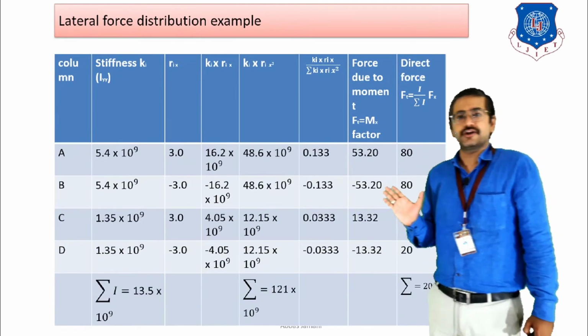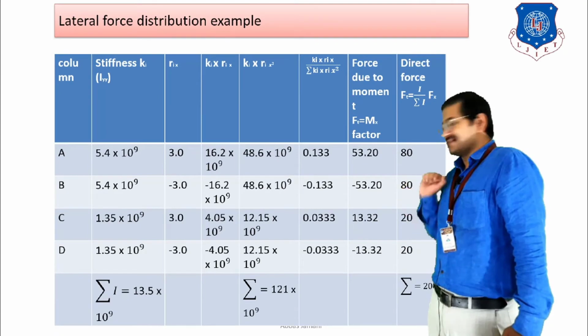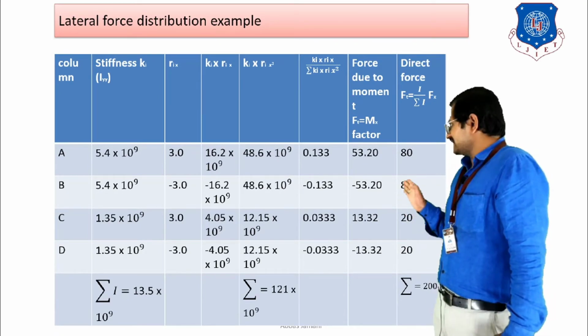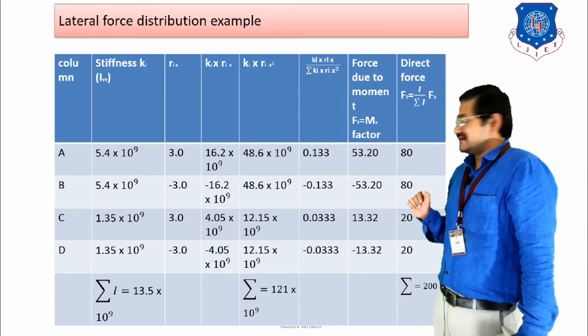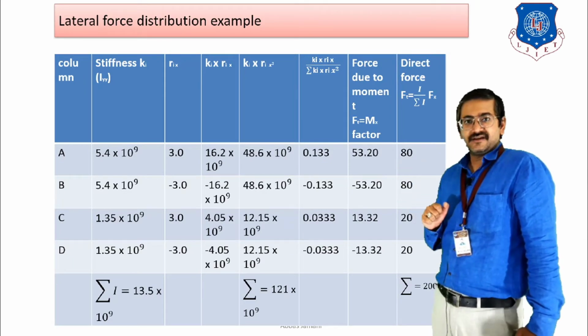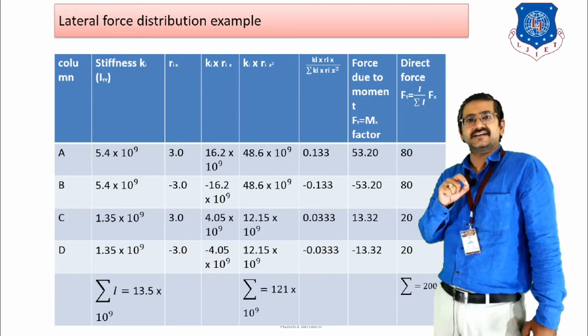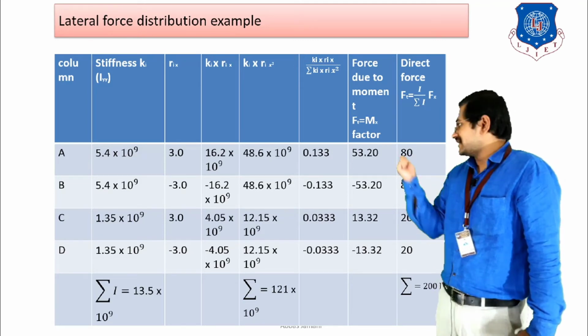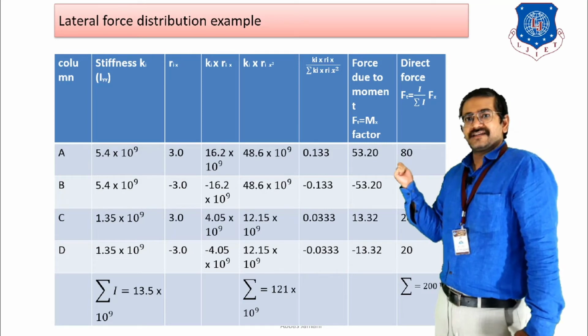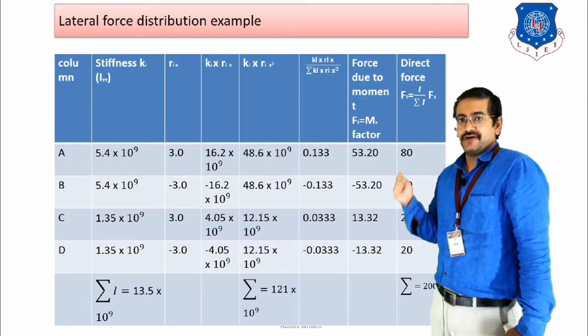So for that, you have to prepare a table like this, right? In the first column I have shown the column numbers, that is A, B, C and D. Then secondly we calculate the stiffness. Now in calculation of the stiffness, the question is whether I have to consider IXX or IYY, right? The answer is that you have to consider IYY. How do you consider IYY?